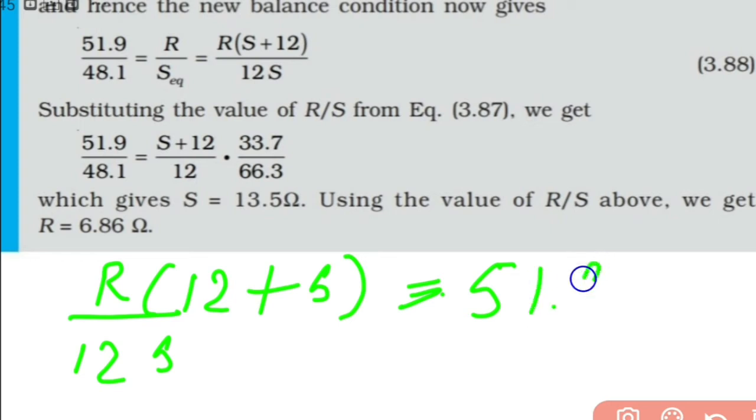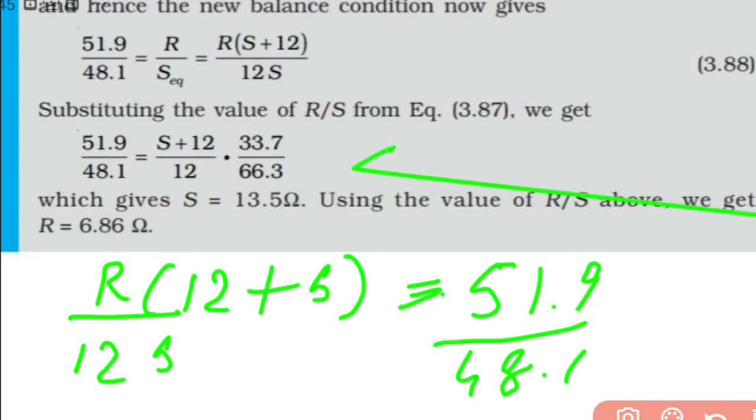51.9 divided by 48.1. This is the equation. Okay, second equation. Now just divide the two equations. So R and S will get cancelled and you will get this equation. Okay, so this equation you will be getting.